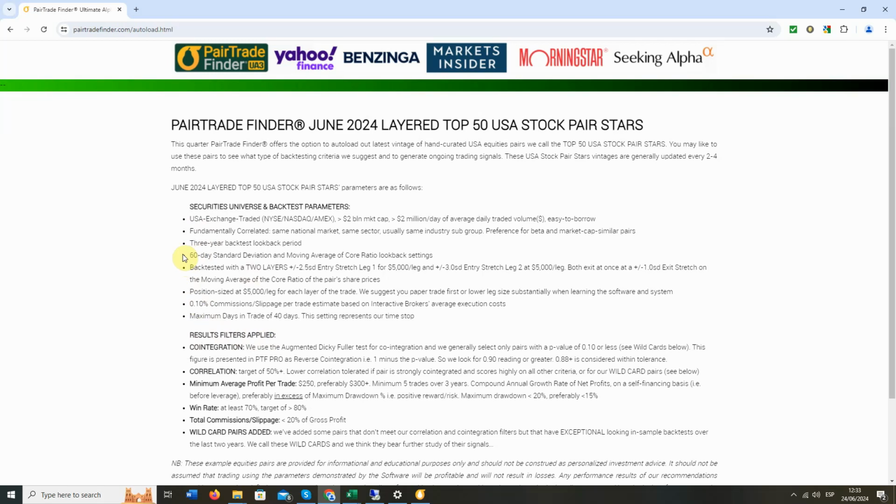We're using 2 entry layers. They're $5,000 a leg entry. There's a maximum days in trade of 40 days. All the companies are over $2 billion market cap, over $2 million a day of average daily traded volume. So they're easy to borrow. You can trade in and out of with lots of liquidity. And we have made sure they're all fundamentally correlated.